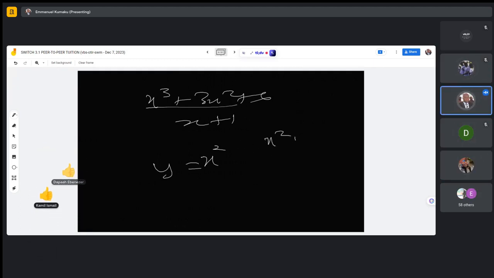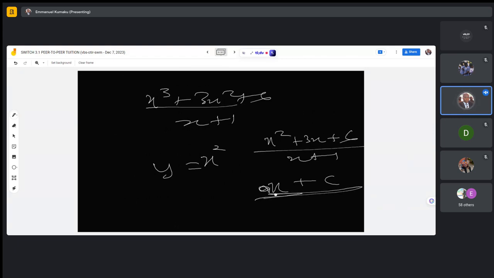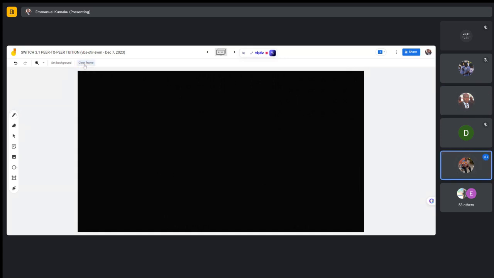But if it is x squared plus 3x plus 6 over x plus 1, when you perform the division, you are going to get x, or even a number attached to it, so ax plus something. In that instance, this expression is a straight line, and that will represent your oblique asymptote. So if you get y equal to a quadratic, that is not a slant asymptote.